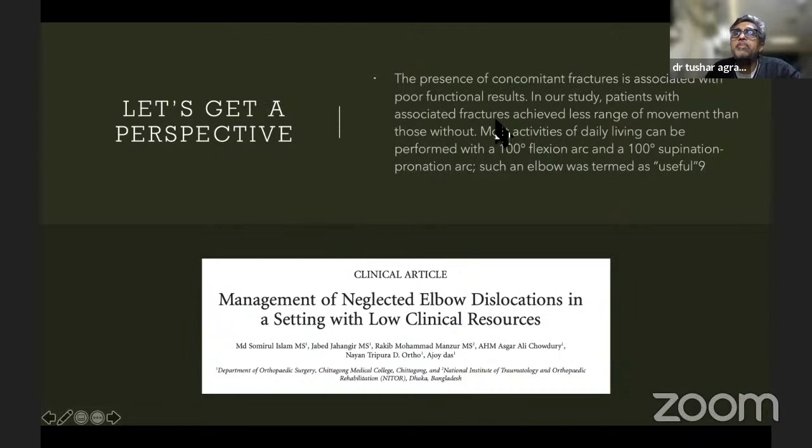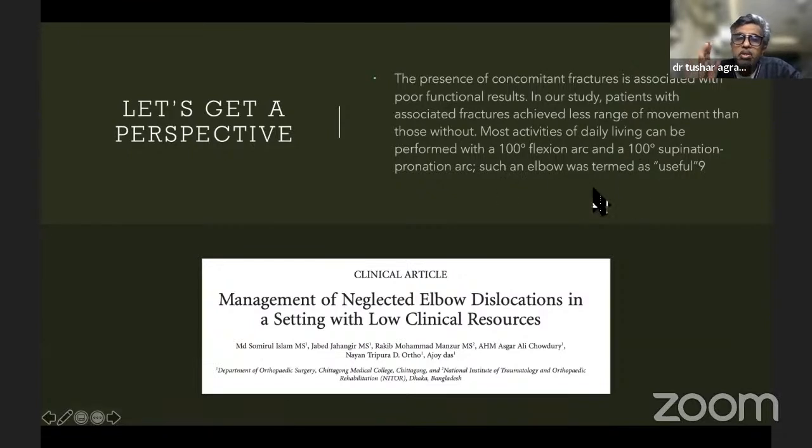So let's get a perspective. The presence of concomitant fractures alone gives poor results. And one should note that most activities of daily living can be performed with a 100 degrees flexion arc and a 100 degrees arc of pronosupination. So this is what is called a useful elbow.